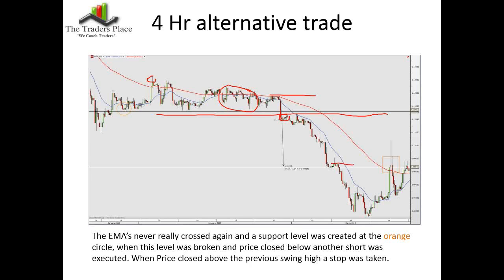The market moves lower and lower. You could have had a tiny little swing high there. Moves lower, and that swing high is broken on this huge green candle. So the orange square is the exit, and that was when it closed above that resistance level.